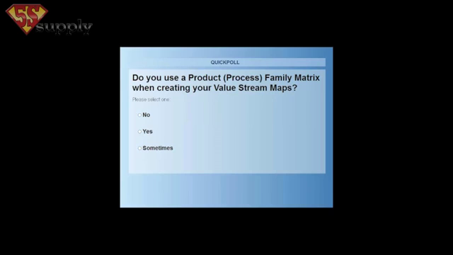If you don't know what it is, you're probably not using it. If you notice, it says product family matrix, and that's in the classic book, Learning to See, by John Shook and Mike Rother. But if you notice, in parentheses I put process. A lot of times I'll use the term process family matrix instead, especially when it comes to service organizations and groups like that. Okay, so we're pretty close there. We've got a lot of people doing it, but by far the majority say no.